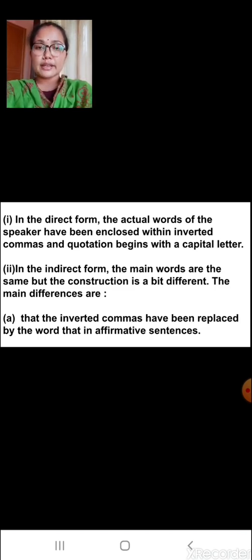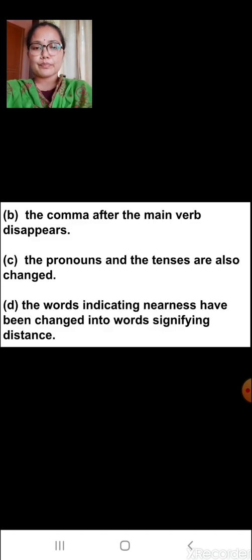You can say that the inverted commas have been replaced by the word that in affirmative sentences. The comma after the main verb disappears. The pronouns and the tenses are also changed. The words indicating nearness have been changed into words signifying distance.